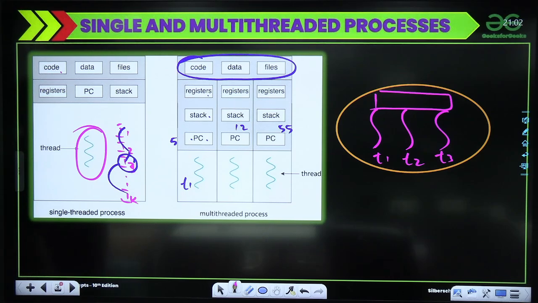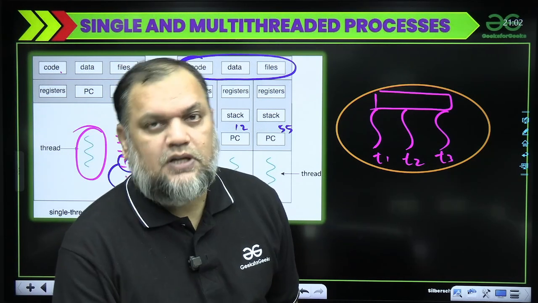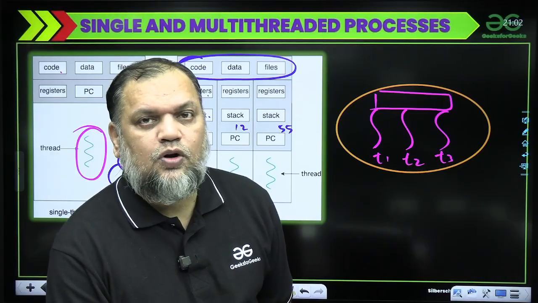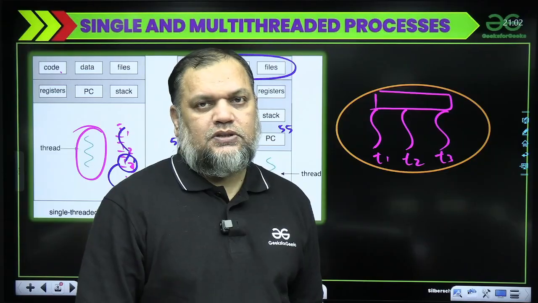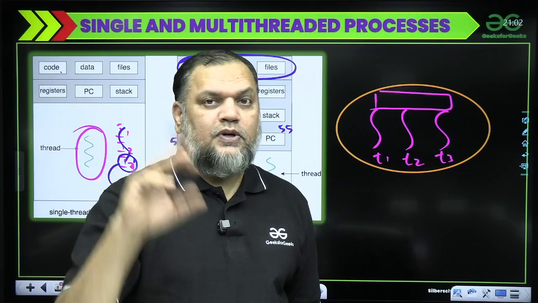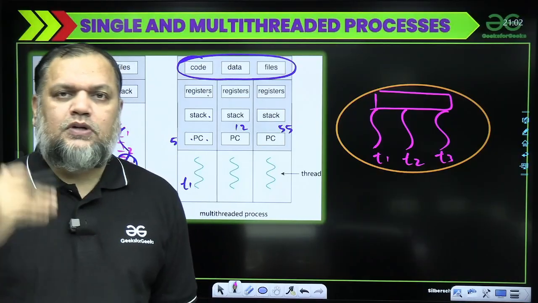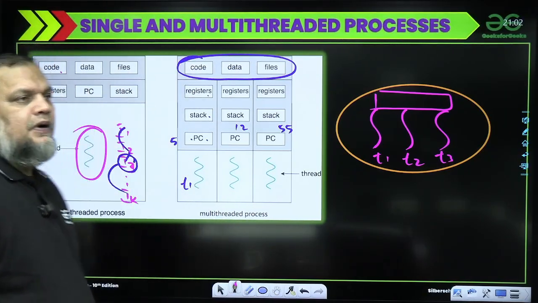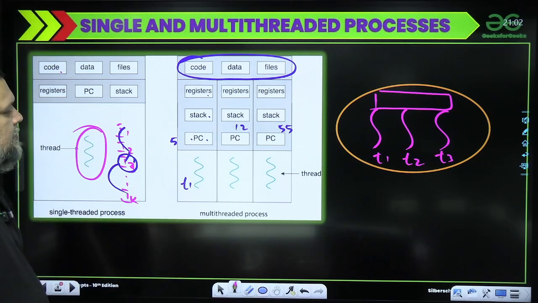So boys and girls, there are certain sections which are shareable and certain things which are not shareable. Code, data, files, heap, global variables are shared among the peer threads of the same process, not different processes, obviously. And registers, program counter, and stack are independent for each thread. Each thread will have its own independent copy of program counter, stack and registers. This is an example of a multi-threaded process.